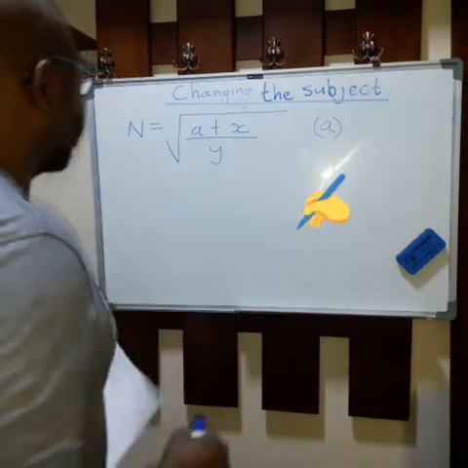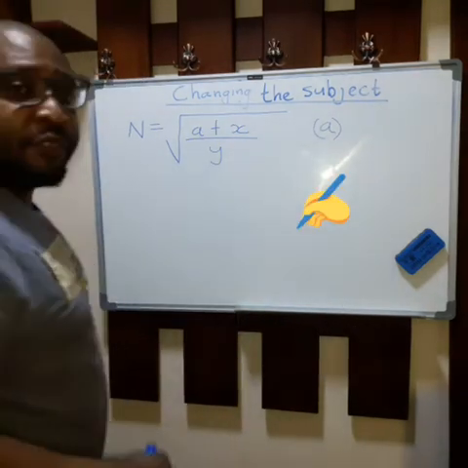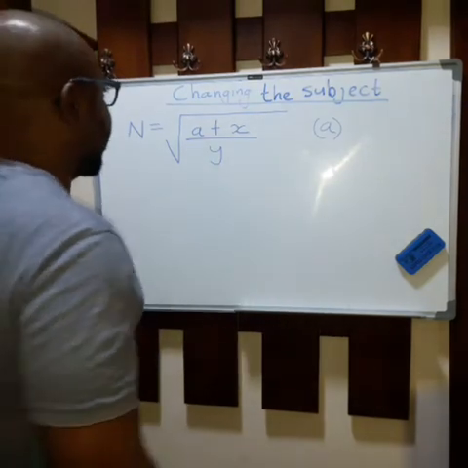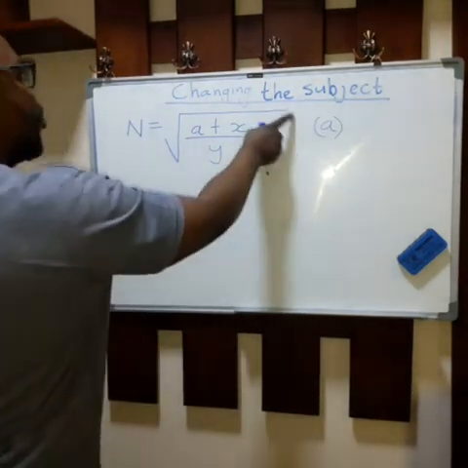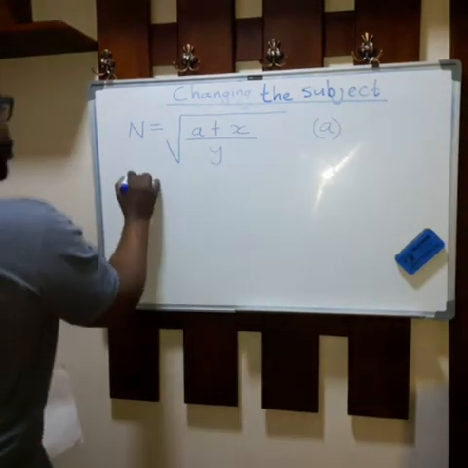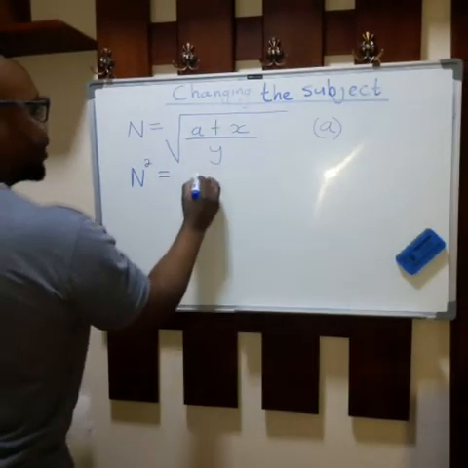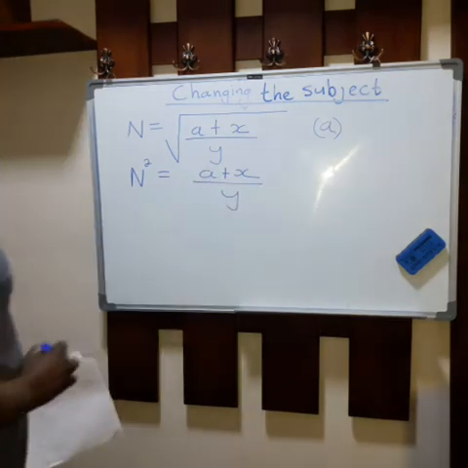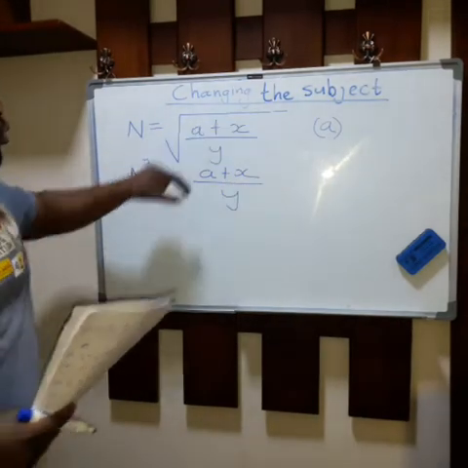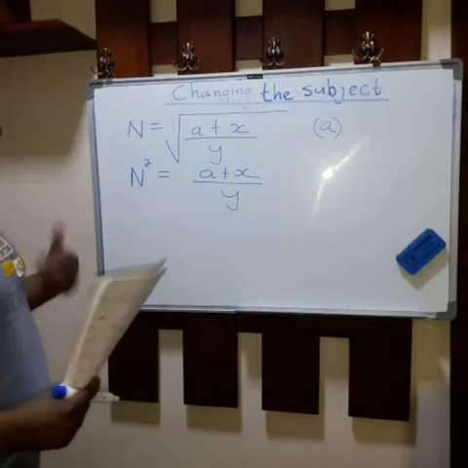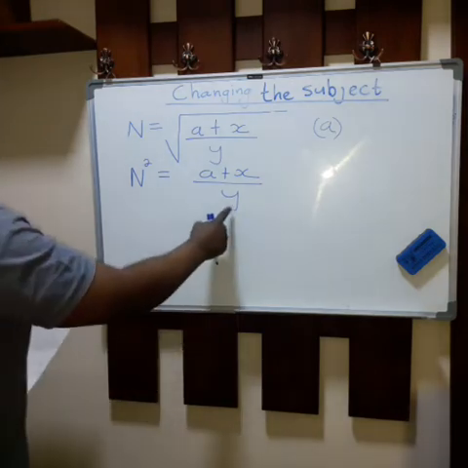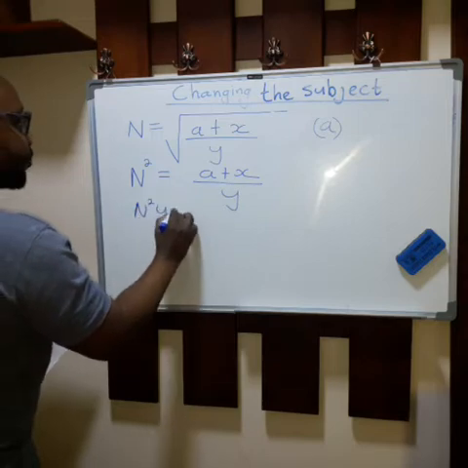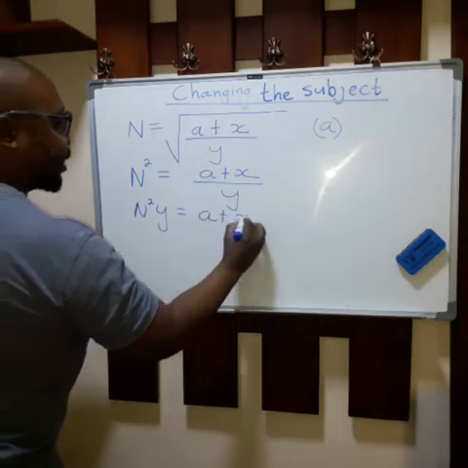Okay, so this is the question we have, changing the subject of the formula. And they want us to make A the subject of the formula. So the first thing you do, you remove the root sign and then you have to square the left side. If you do that, you remain with A plus X over Y. So, since you remove this root sign, you have to square the left side. So what we can then do, we can cross multiply. This Y can multiply N squared. It will be N squared Y is equal to A plus X.